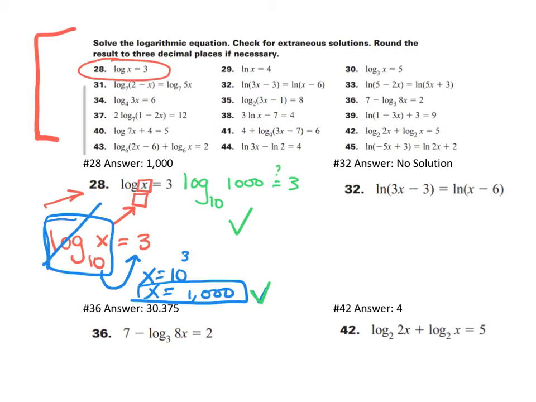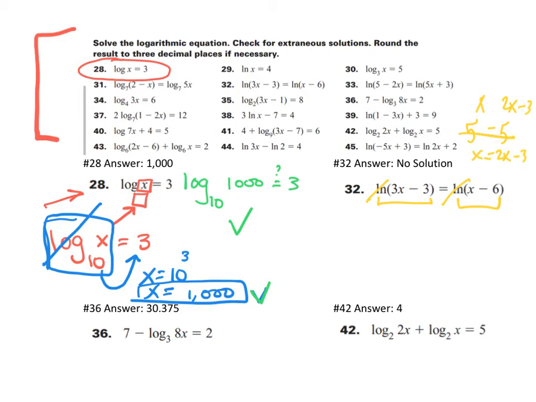Now let's look at number 32. So for number 32, we are going to look at it. Okay, we have variables on both sides. Now, you see that both sides are natural log, so we can cancel it out. Just as if you have the same base, if you had 5 to the x is equal to 5 to the 2x minus 3, we were able to write x equals 2x minus 3.